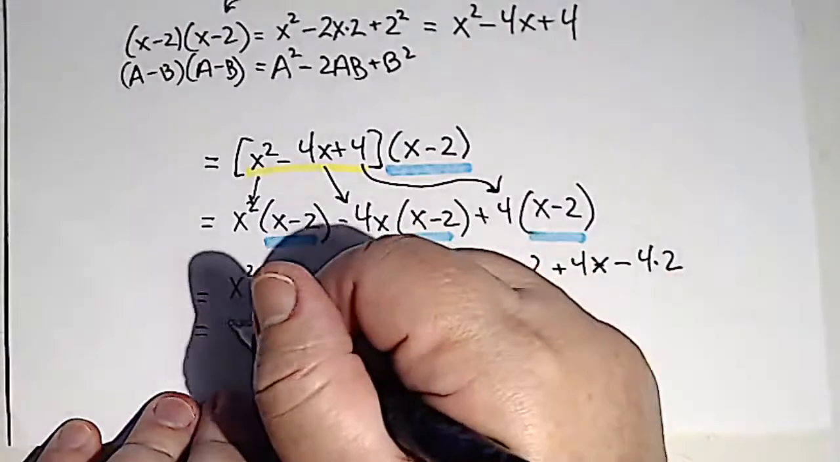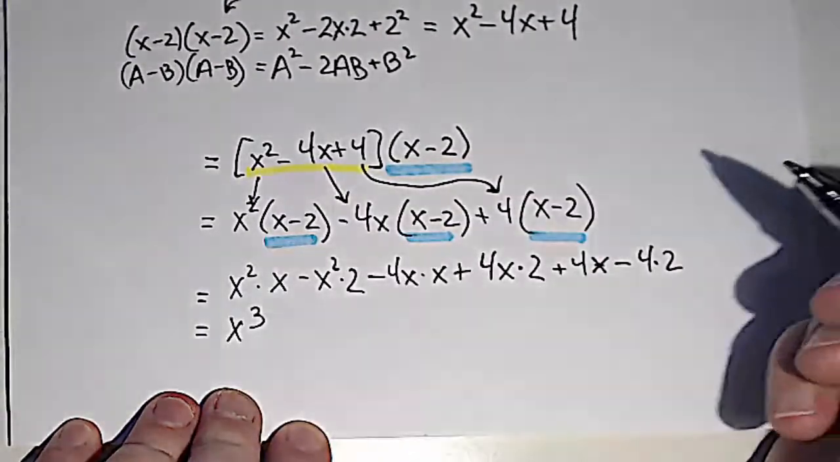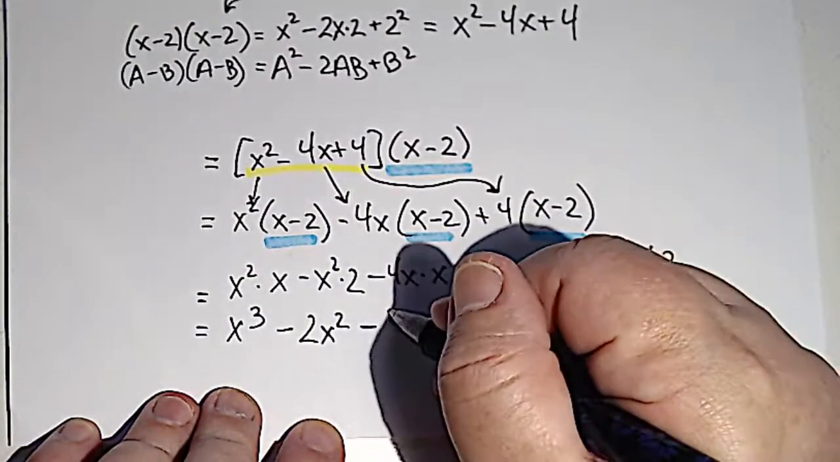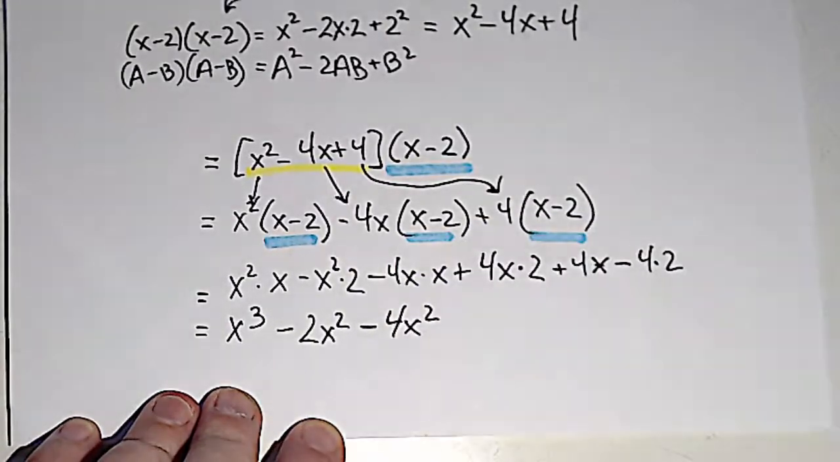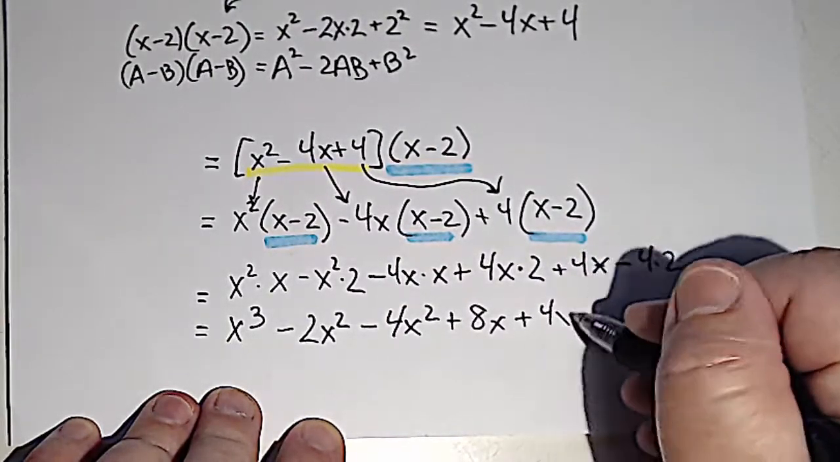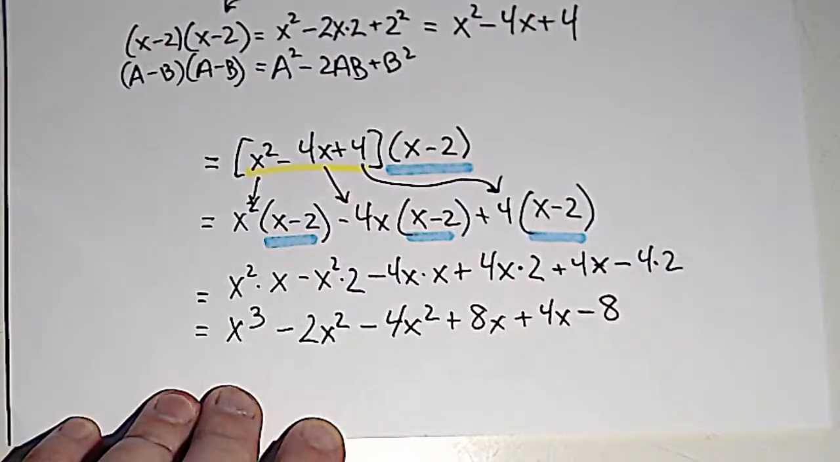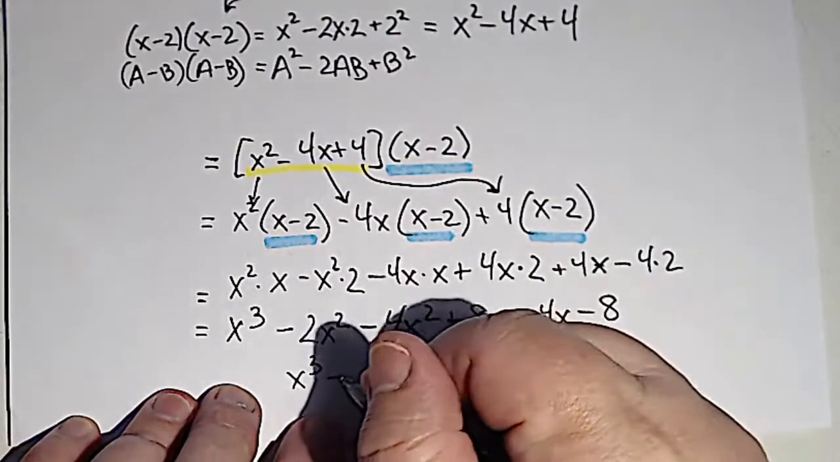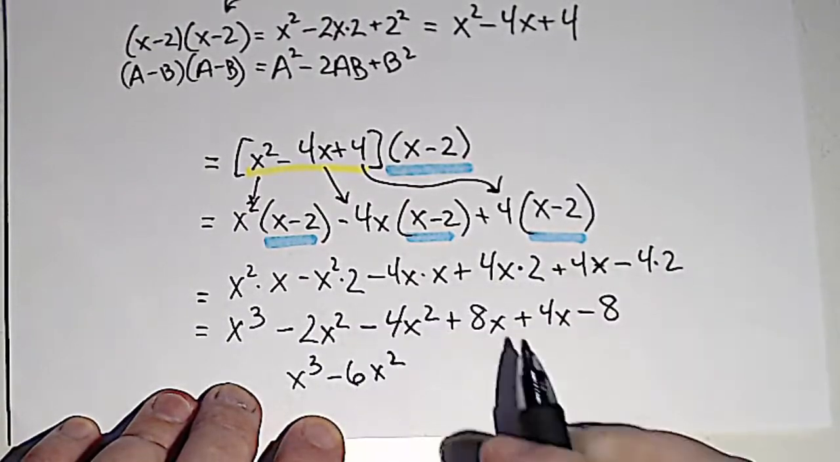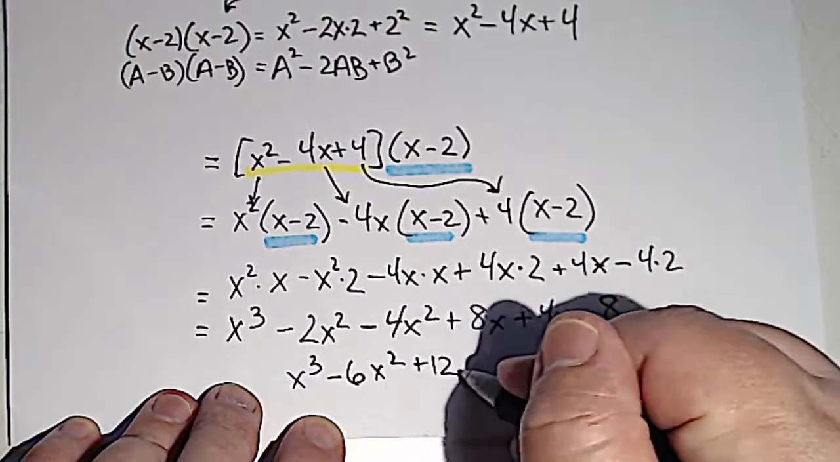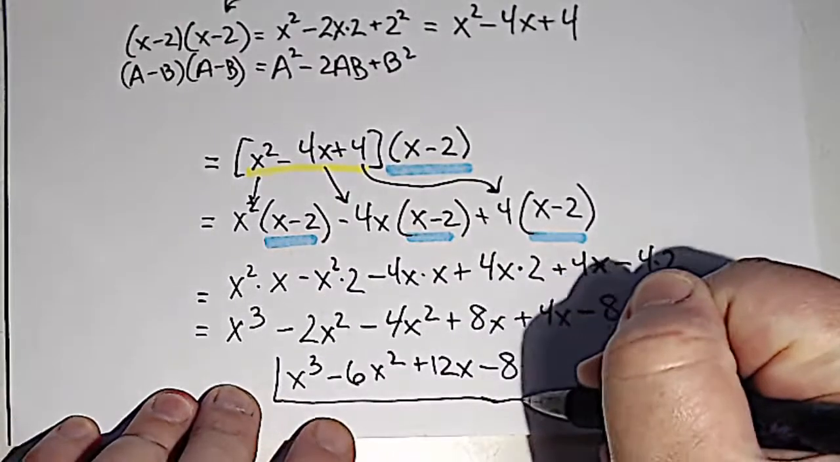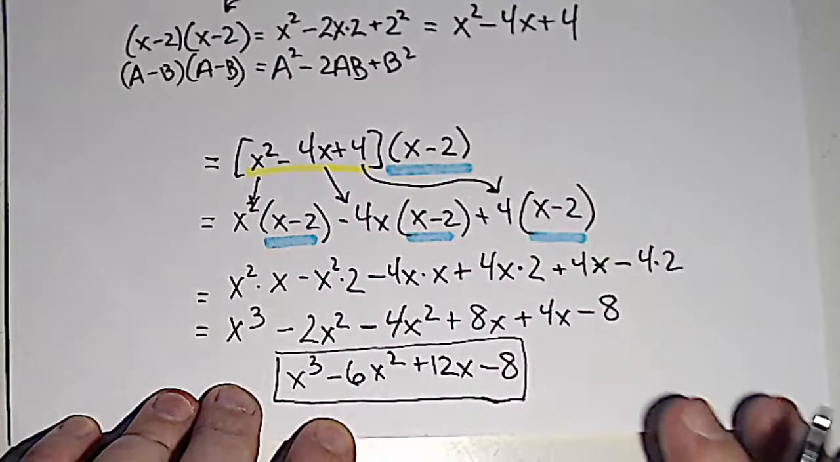Okay, altogether I get x cubed minus 2x squared minus 4x squared plus 8x plus 4x minus 8. So this is x cubed minus 6x squared plus 12x minus 8. That is our final answer on that one.